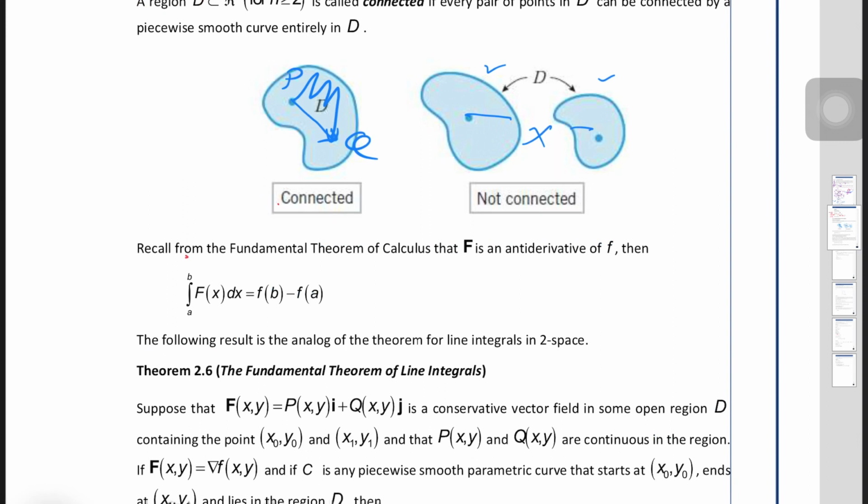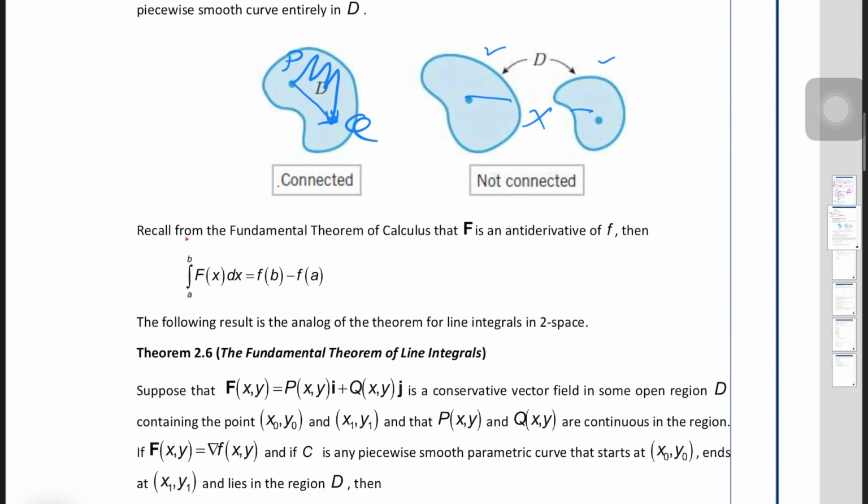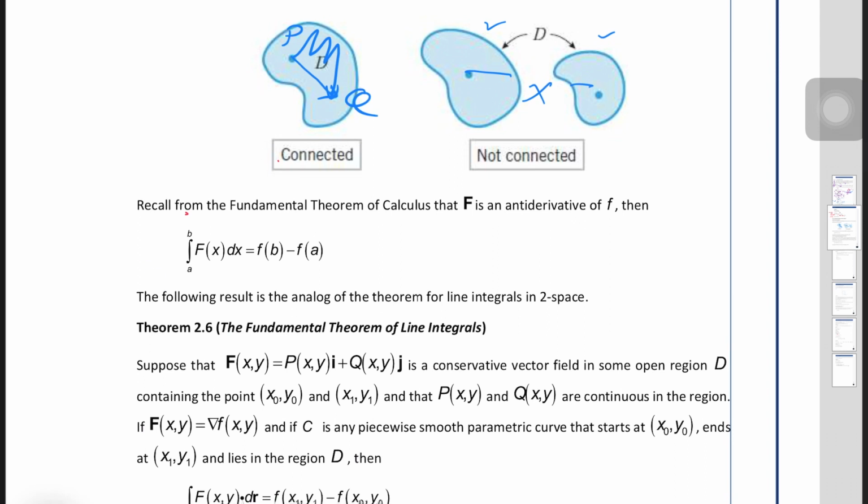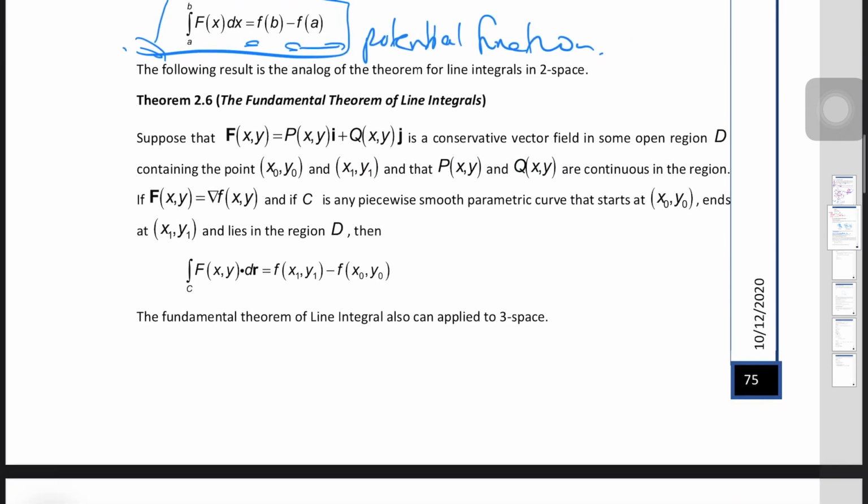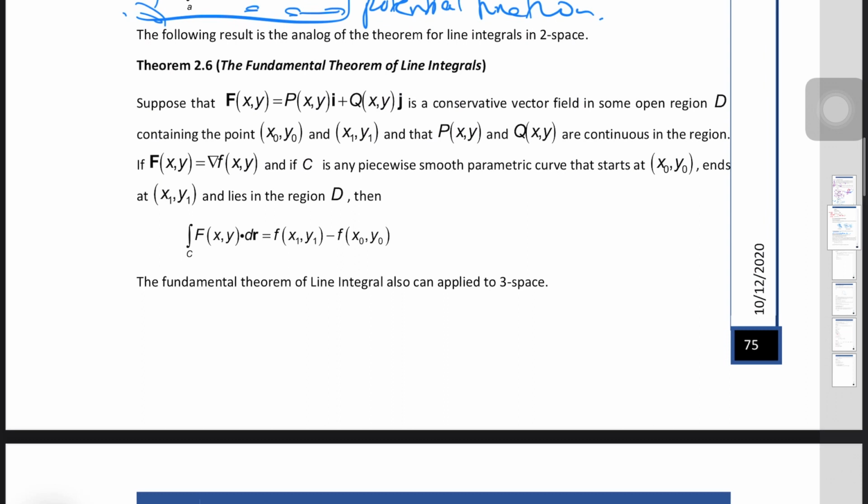Recall from the fundamental theorem of calculus that if F is an antiderivative of f, then the integral of f(x) dx, iaitu kita integrate the vector field from A to B, then we get F(b) minus F(a). Okay, so this F adalah potential function. Okay, yang ini pun boleh tengok pada topik 2.1 iaitu potential functions. Okay, the following result is the analog of the theorem for the line integral in space. Theorem 2.6, the fundamental theorem of line integral.